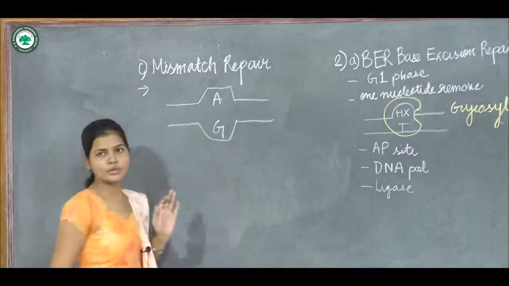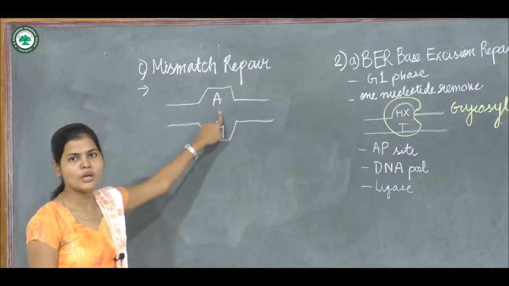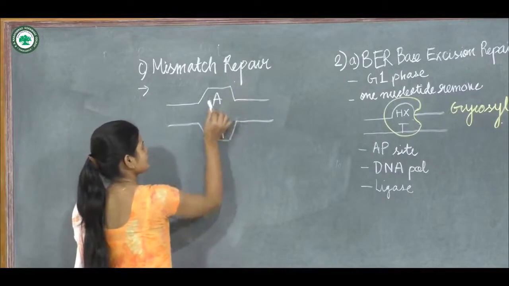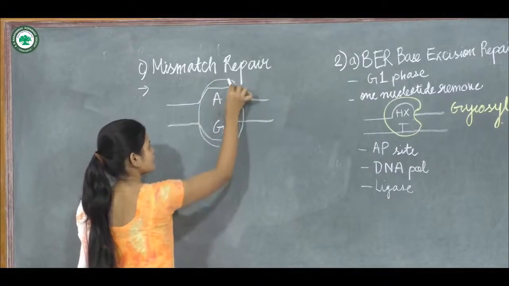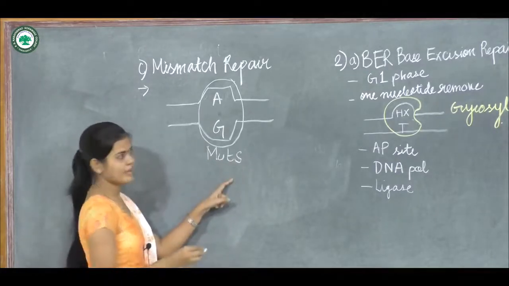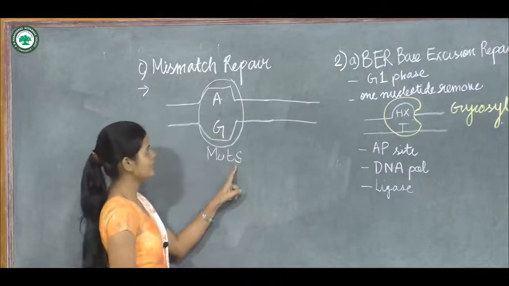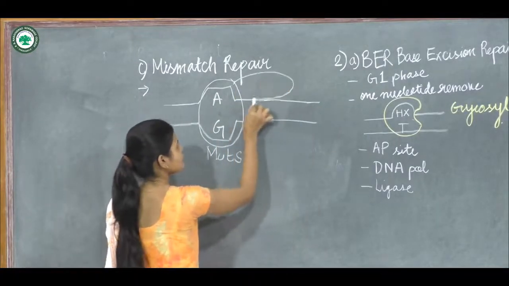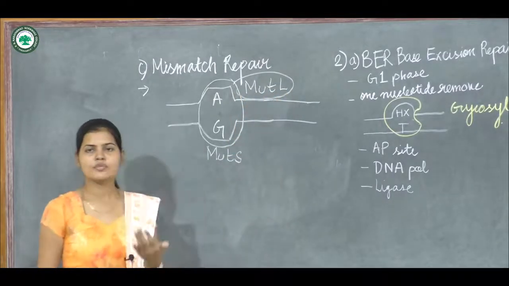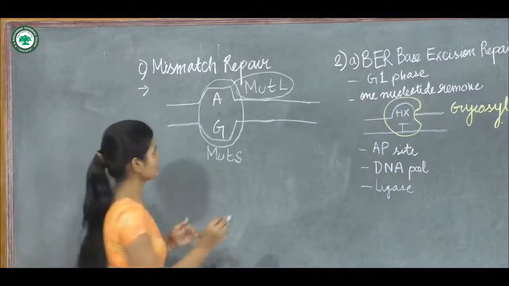Here is the wrongly incorporated nucleotide. Now here also some enzymes will play a role. So first there is involvement of MutS. So this is MutS, which will recruit one more enzyme, that is MutL, and it will further allow the binding of one more enzyme, that is MutH.